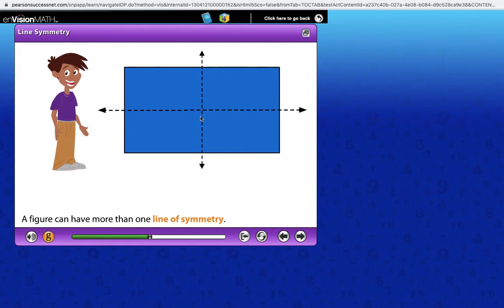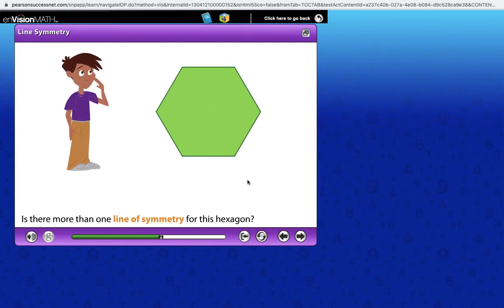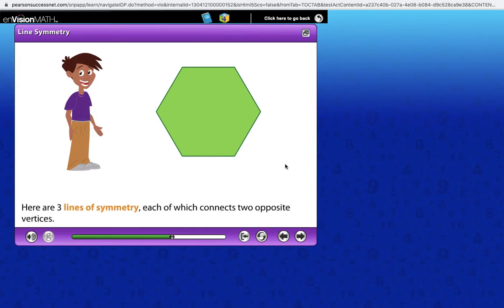Now if I were to try folding it with a horizontal line, this is another line of symmetry because this top half would fit perfectly on this bottom half. So this figure has two lines of symmetry. Is there more than one line of symmetry for this hexagon? What do we think? Here are 3 lines of symmetry, each of which connects 2 opposite vertices. So boys and girls, here are 3 examples of lines of symmetry that would work in a hexagon.